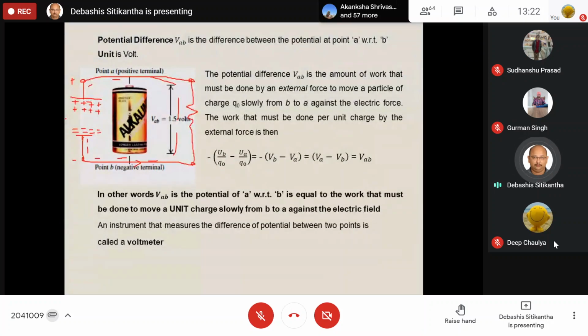Again, because of the continuous effort of the chemical reaction, this electron will be pulled and dumped on this side. So this is the process that continuously takes place as long as the chemical reaction is there. Once the chemical reaction has stopped, the battery is dead and all the positive and negative charges will again combine with each other.